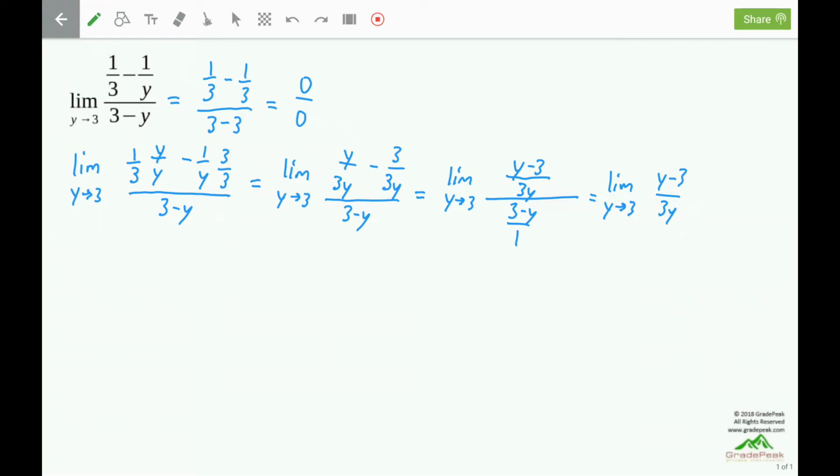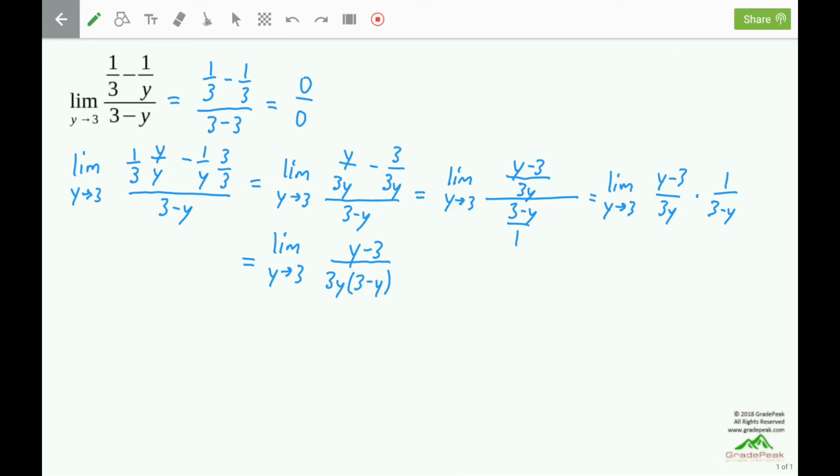We have the numerator. We have the reciprocal of the denominator. We're going to multiply those with each other. We can multiply the numerators first. Limit as y goes to 3. Numerator of y minus 3 times 1 will be y minus 3. Over the denominators, we'll multiply second. That'll be 3y times 3 minus y.